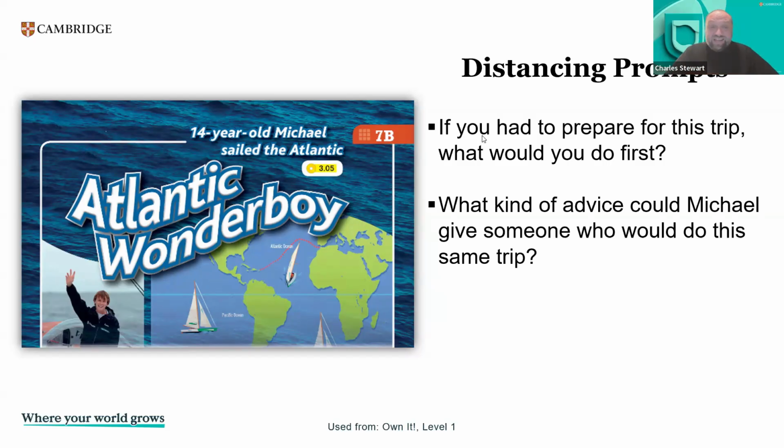Someone wrote in the chat, this text was one of their favorites. Absolutely. This text is a great, great story. At the bottom, I mistakenly said it's from Own It. It's actually from, I believe, level 3 of Your Space. But it's really a wonderful story. And by adding distancing prompts, we can make sure through the reading that we're getting in the critical thinking skills, and encouraging our learners to go a step past just simply taking in the information, make sure that they're actually analyzing it and doing something new with it.